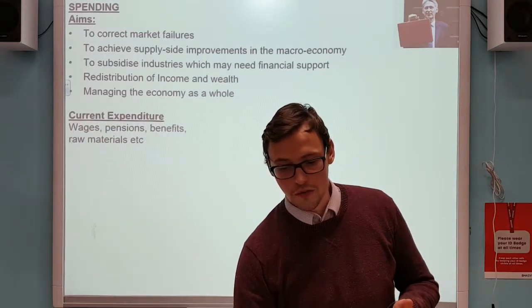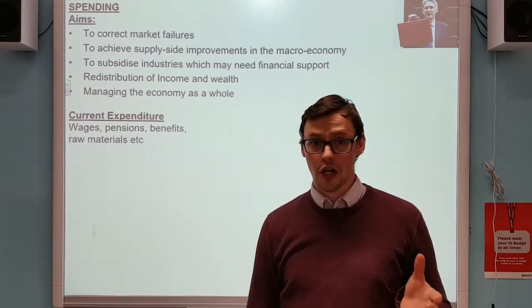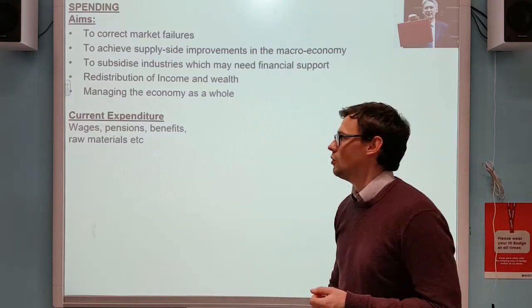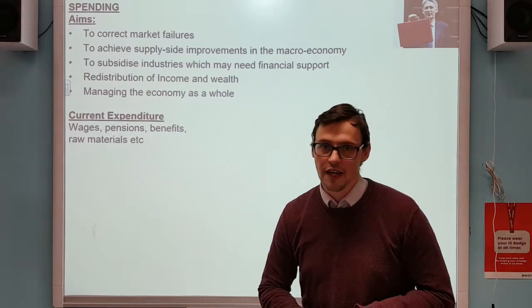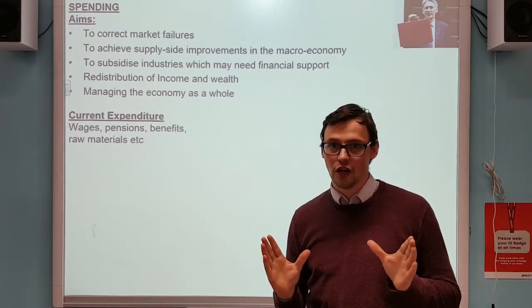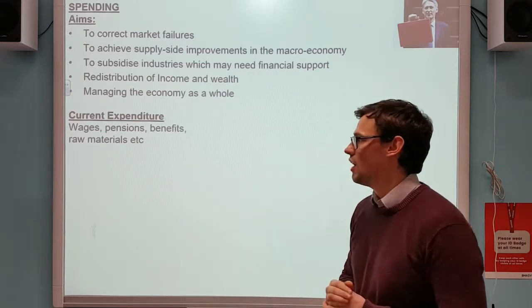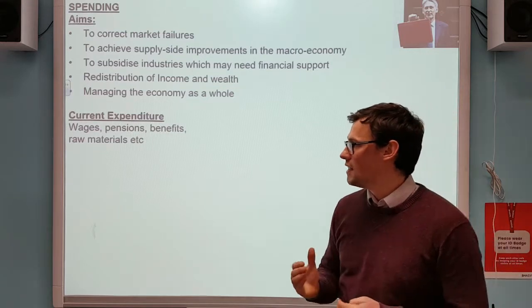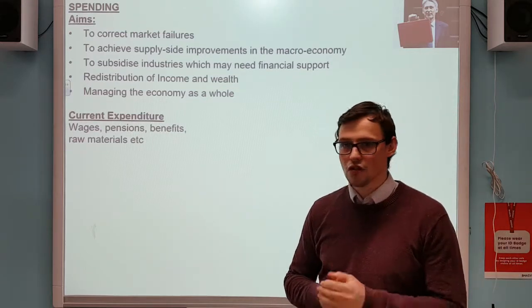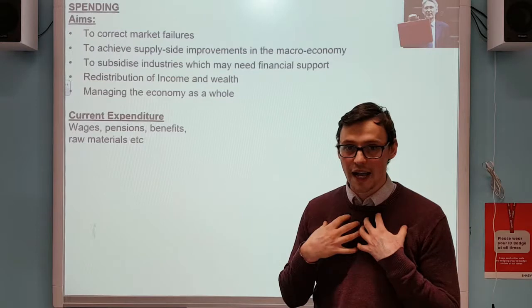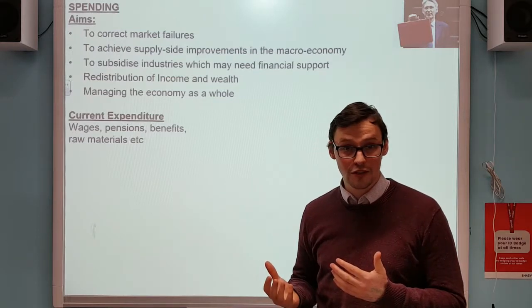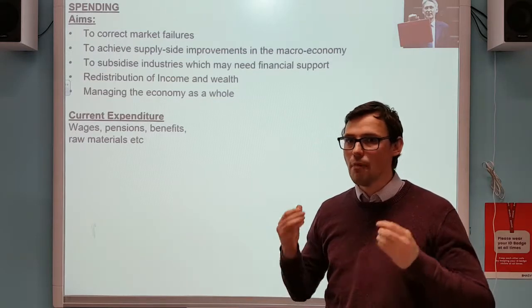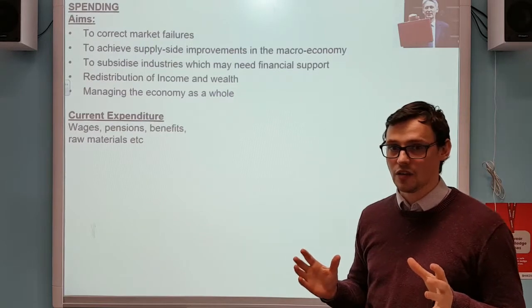So let's look more specifically. So first we'll look at current expenditure. So current expenditure is effectively expenditure on the running costs of the economy, the day-to-day costs. And that will include things like wages, pensions, benefits, raw materials, debt interest repayments, okay, and that's continuous, and that's most of the budget, okay, is on this area.